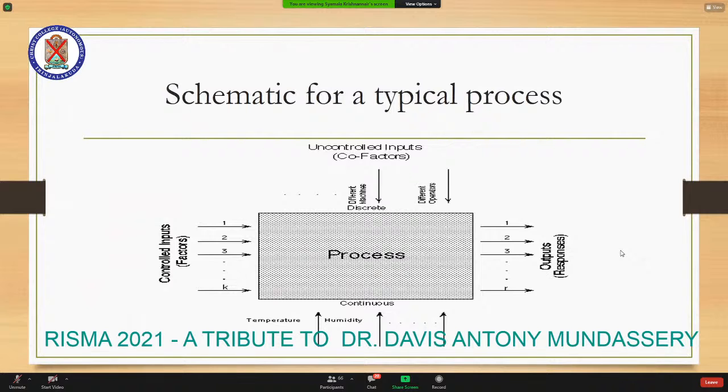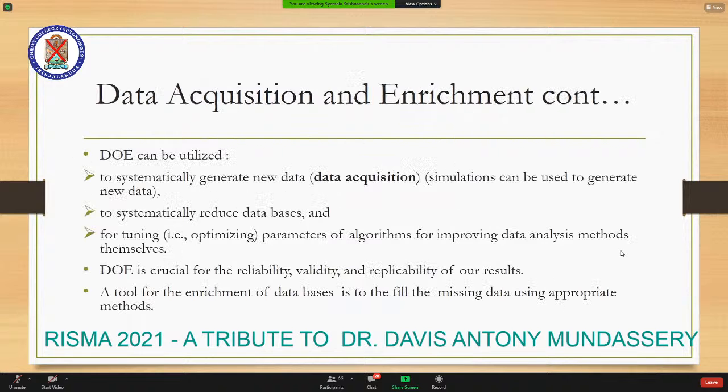You can see there are noises. There are some variables that are uncontrolled, maybe unobservable. Also, we cannot control them. But in most cases, industrial people can have inputs that are controlled. They have target settings. But there are other factors that we cannot control. So you can see how complex the system is. That's why, when it comes to data acquisition and enrichment, we can utilize design of experiment.